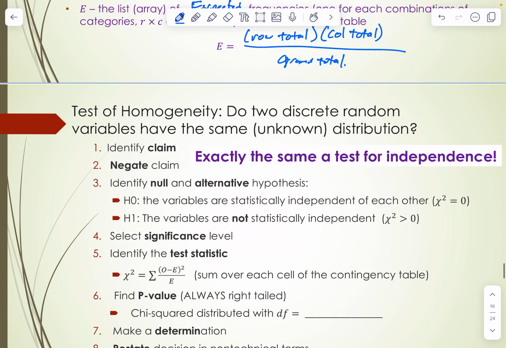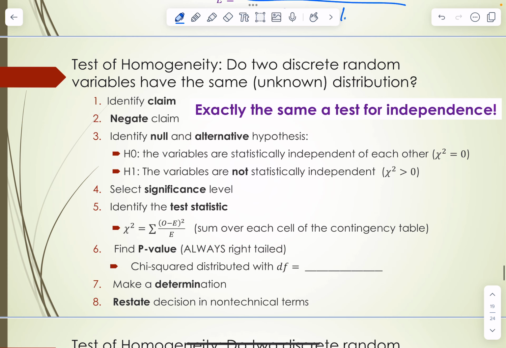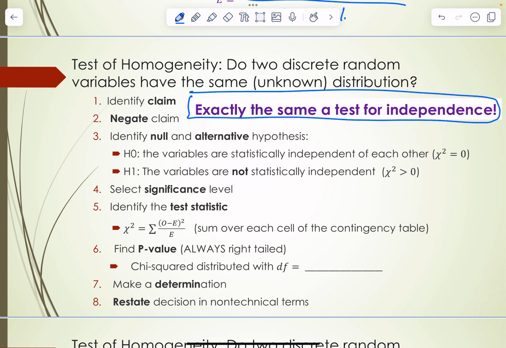All right. Here's the test for homogeneity. Exactly the same as the test for independence. It really is. Everything else is exactly the same. I copied and pasted it and changed nothing.